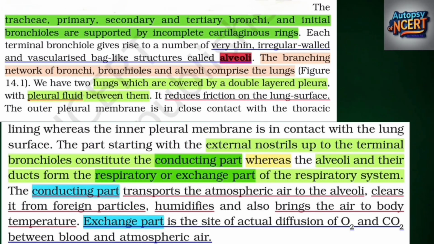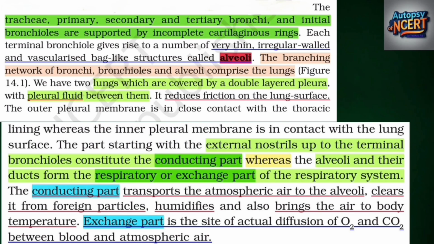The trachea, primary, secondary and tertiary bronchi, and initial bronchioles are supported by incomplete cartilaginous rings. Each terminal bronchiole gives rise to a number of very thin, irregular walled and vascularized bag-like structures called alveoli. The branching network of bronchi, bronchioles and alveoli comprise the lungs, figure 14.1. We have two lungs which are covered by a double-layered pleura, with pleural fluid between them. It reduces friction on the lung surface.